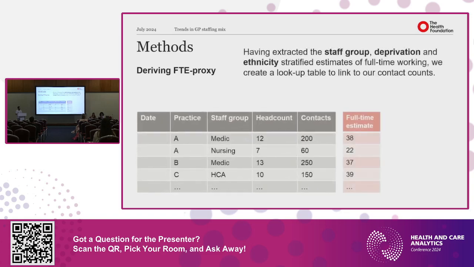So with our full-time estimate, we pull that back into our pooled contact activity, and we divide our contacts by our full-time estimate to give us an FTE proxy. We then aggregate that up to practice level, convert it to a rate to account for practices of different sizes, and that then becomes the input to our model. So a table of each of our practices and staff-specific FTE estimates.